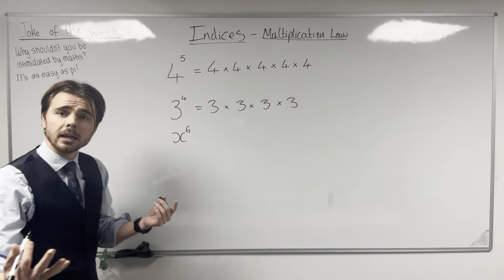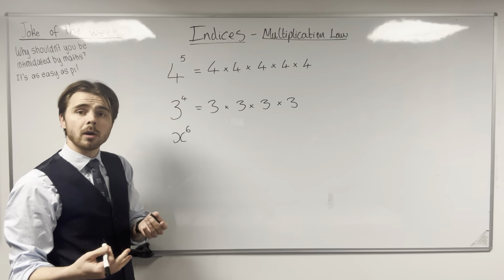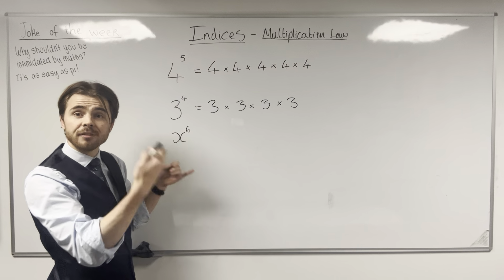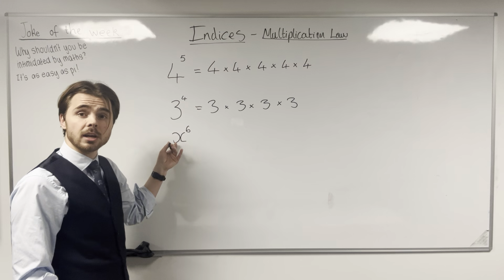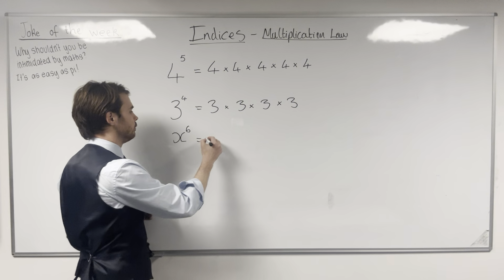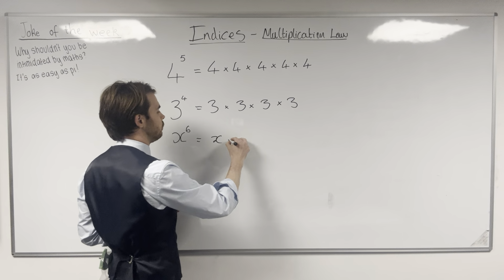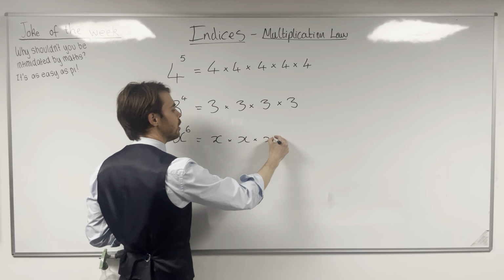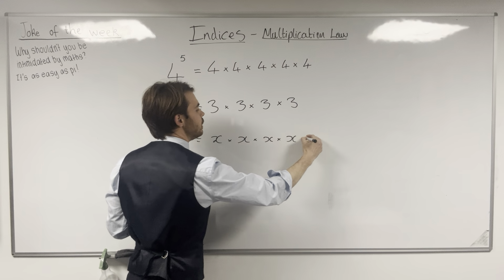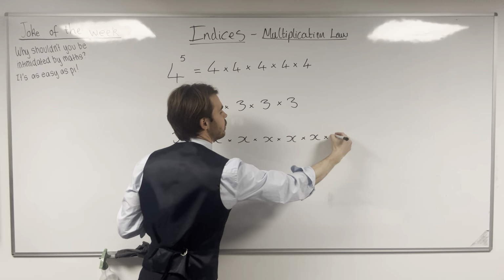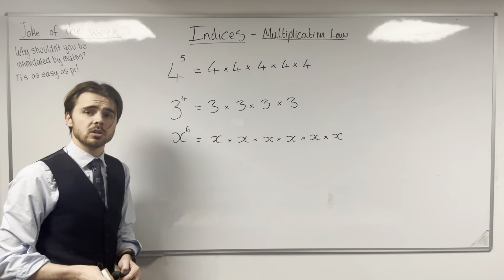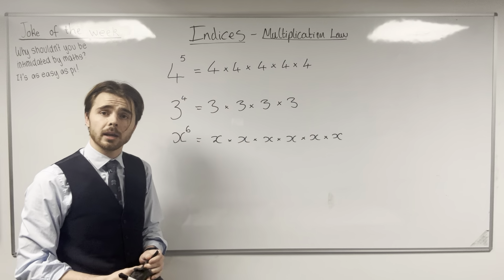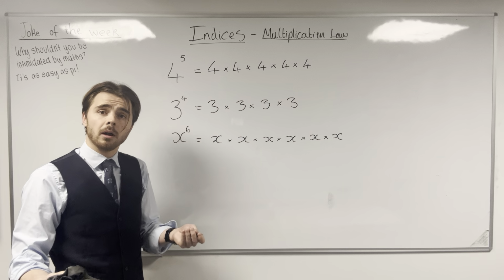And then finally, you can have it with algebra as well. X is what we call a variable. It means it can stand for anything. And that is being multiplied by itself 6 times. Remember your curly X's in algebra, so it doesn't look the same as a multiplication.